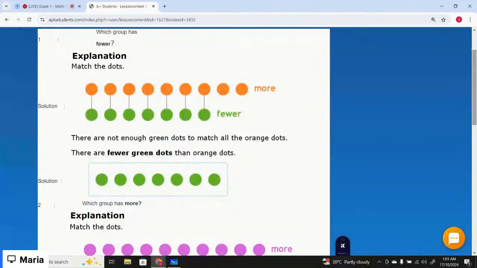So we need to match them one by one, right? So when we match one by one, we have green, we don't have more green dots, but still we have more orange dots, right? That means green has fewer dots than orange dots. Green dots are fewer than the orange dots, right?